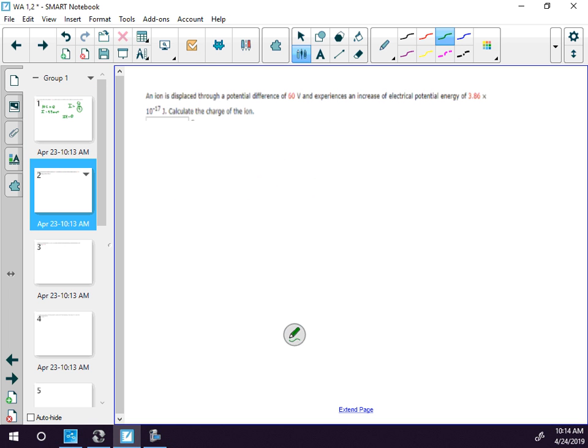Here's our next one. An ion is displaced through a potential difference. Now don't be alarmed by that. Potential difference is just another way of saying voltage, right? That's our voltage. And it experiences an increase in electrical potential energy. So energy or potential energy, however you want to put that. And then you are given a value.